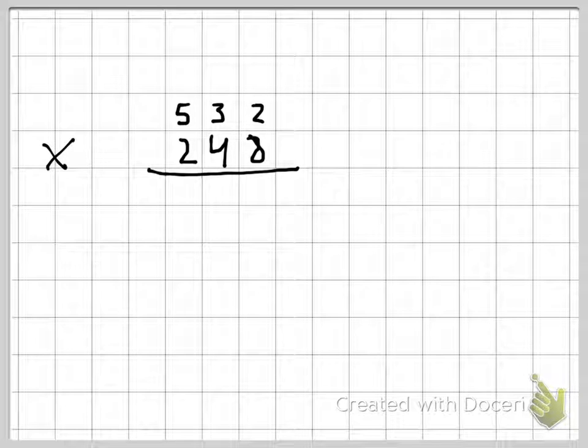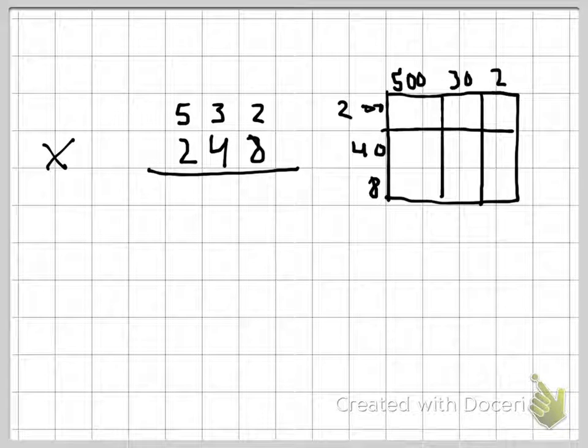Okay, go ahead and try this problem out. 532 times 248. Pause the video and give it a try. Okay, let's see how you did. So on the algorithm, remember, order matters. I start with the ones on the bottom, and then it takes a turn with the ones, then the tens, then the hundreds. It moves to the left.